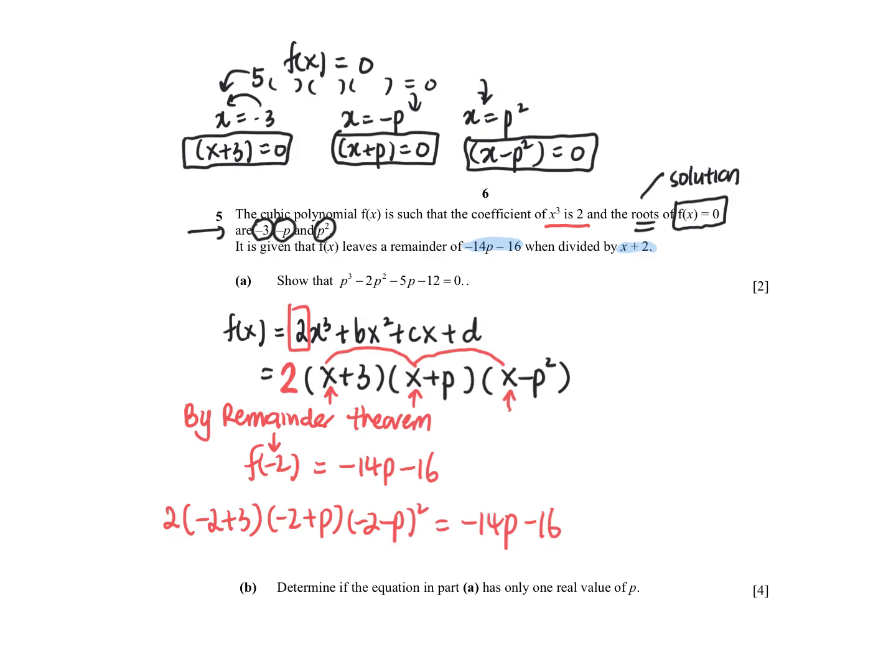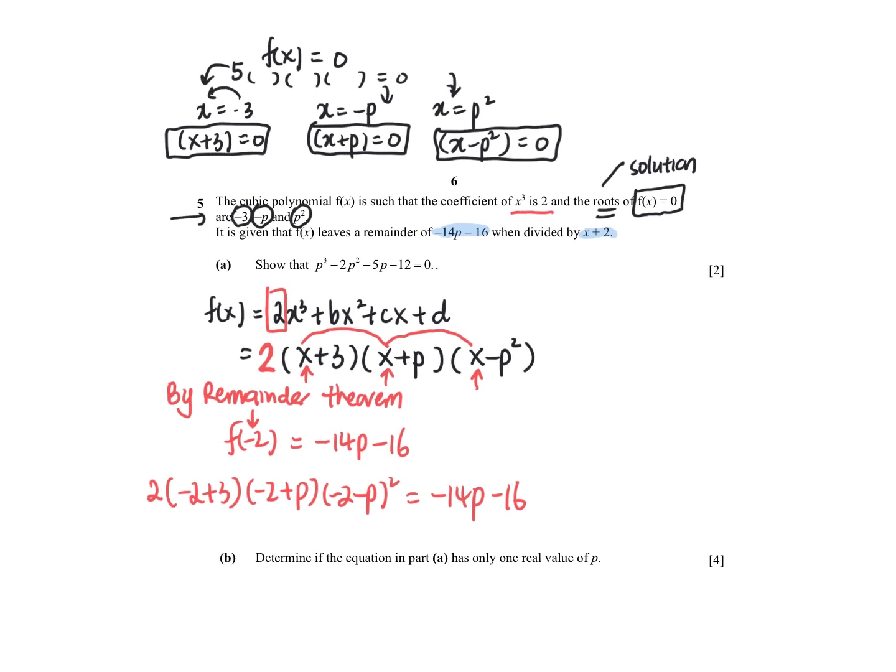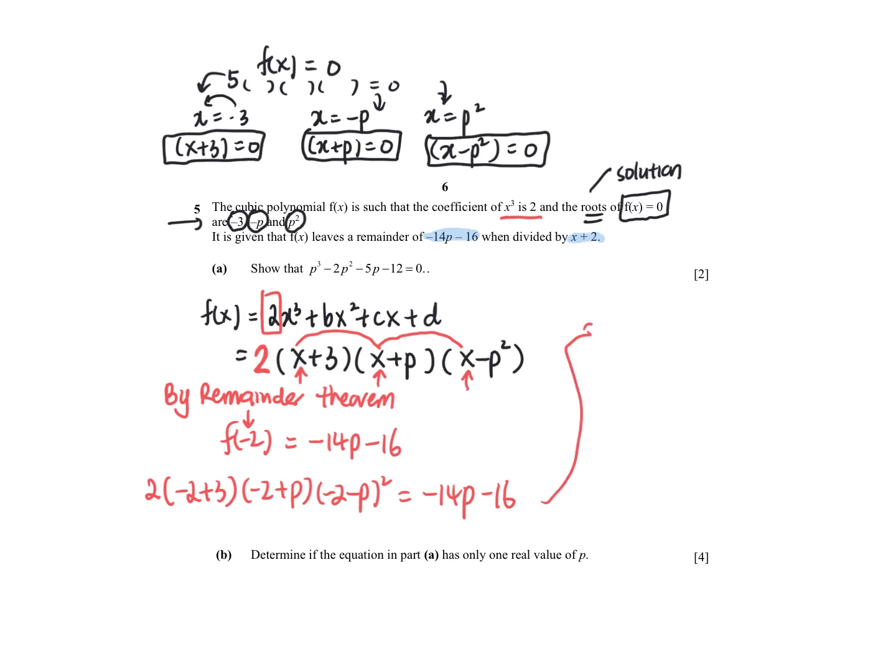So go and simplify everything. Yes, they say show, you have to show. They give you 2 marks for that. Okay? So the showing part, that is a 1, right? 2.